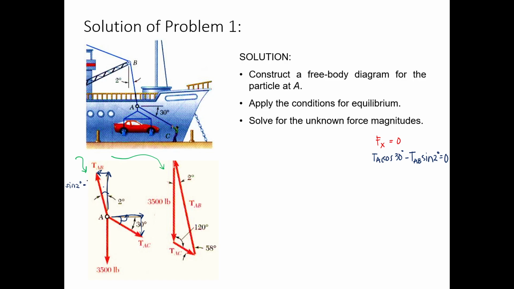2 degrees is equal to the x component over the hypotenuse. So that's why the x component is equal to TAB sine 2 degrees. And then for the other one, that's cosine function. So cosine 30 degrees is equal to x all over TAC. So the x component is TAC cosine 30 degrees. So the other one is negative because again it's going to the left. The other one is going to the right.